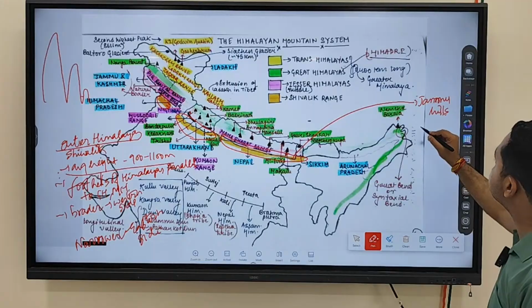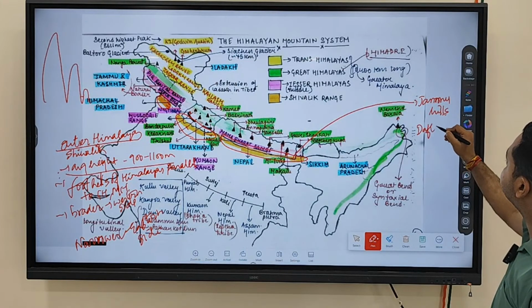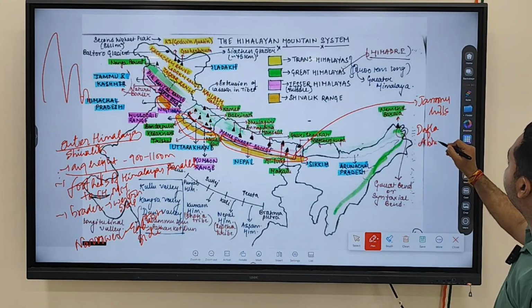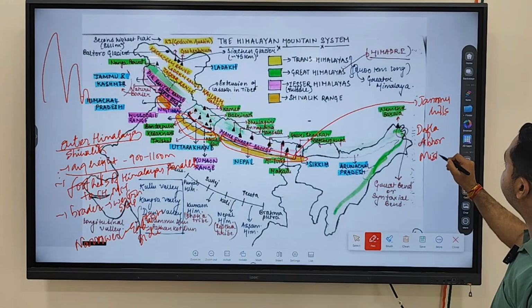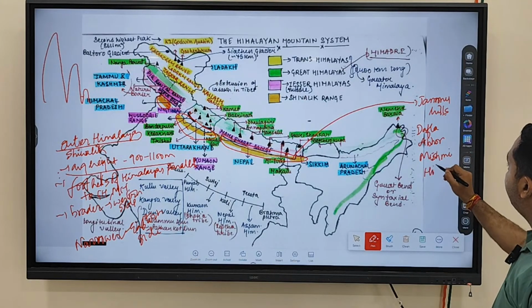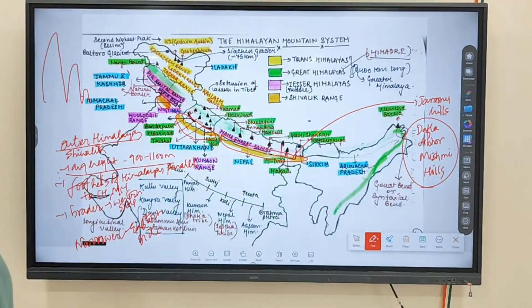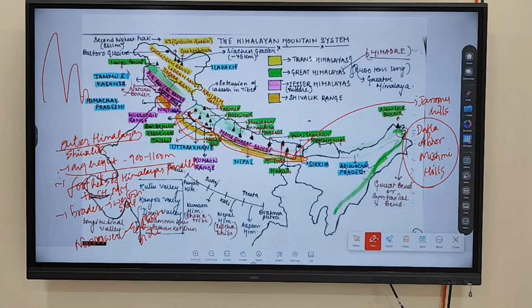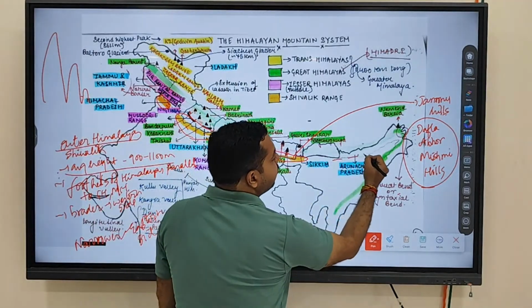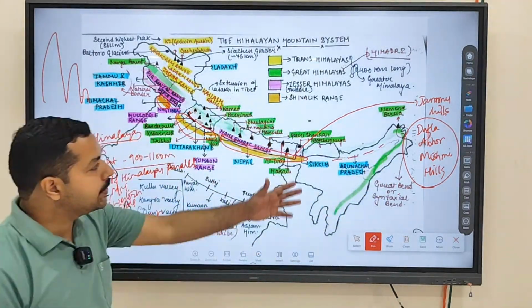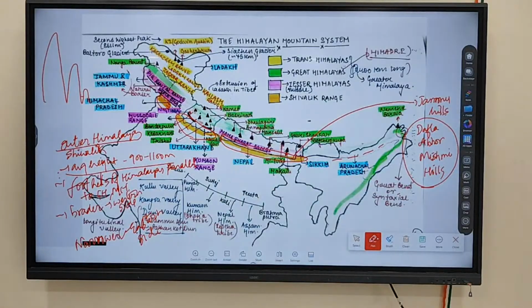They are referred to as Dafla, Abor, and Mishmi Hills. So in Jammu it is referred to as which type of hills? Jammu Hills. They are referred to as Dafla, Abor and Mishmi Hills in which region? Arunachal Pradesh. So here in Arunachal Pradesh you will find Dafla, Abor, Mishmi Hills. Clear?